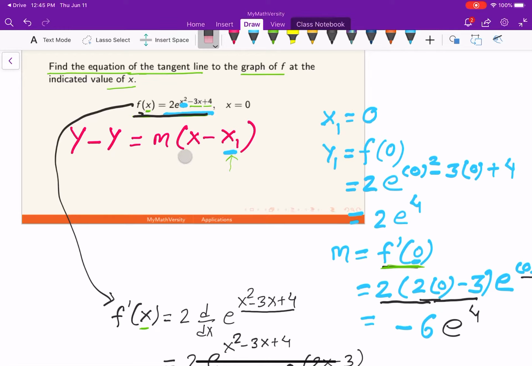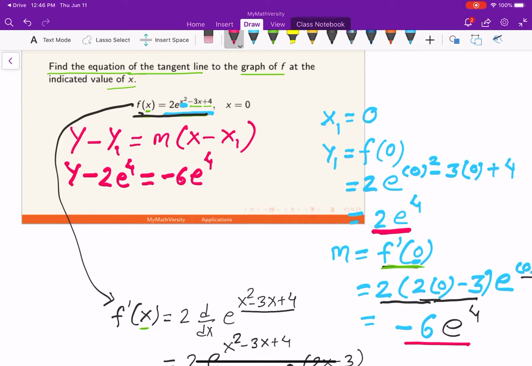So this is what we need to figure out: y minus y1 equal to m times x minus x1. Let's fill the information in. y is a variable, write that down, minus what is y1? We computed that earlier, which is 2 times e to the power 4, is equal to m. What is m? m is negative 6 times e to the power 4, and then times x minus x1, and x1 is 0, the x coordinate of the point of tangency. This is the equation of the tangent line.